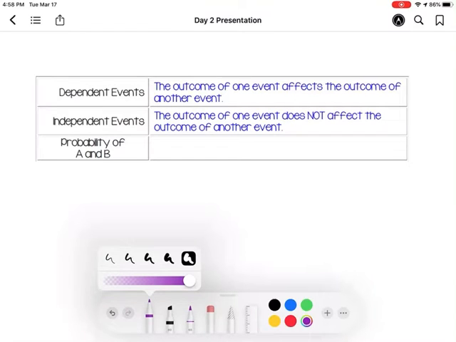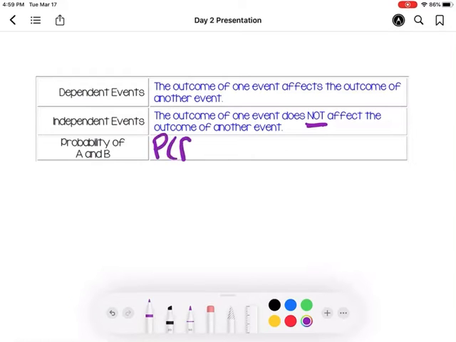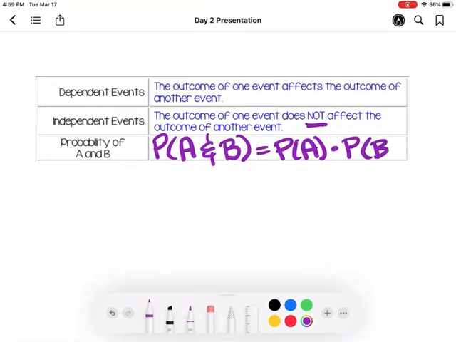Dependent events are ones in which the outcome of one event affects the outcome of another event, so they depend on each other. Independent events: the outcome of one event does not affect the outcome of another event. What is the probability that both event A and event B happen? The probability of A and B would be the probability of A times the probability of B. That's the formula we're going to use. You can always think of "and" probability as multiplication.